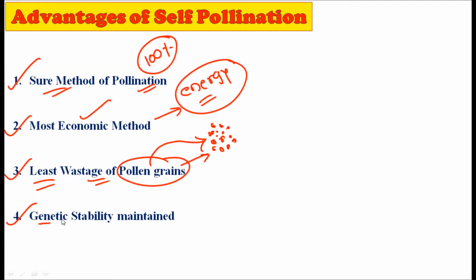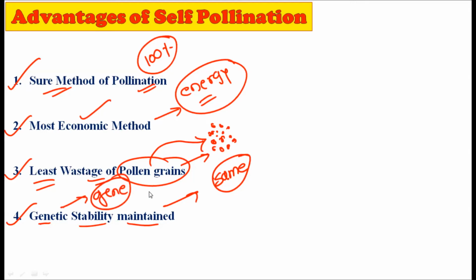Then the fourth advantage of self-pollination is that genetic stability is maintained. As you know, pollen is transferring from anther to stigma of the same flower. There is no external genetic makeup. That is, there are no external genes in this process because the anther of the same flower is transferring pollen grains to the same flower's stigma. And that is why the genetic constitution of that organism is maintained.